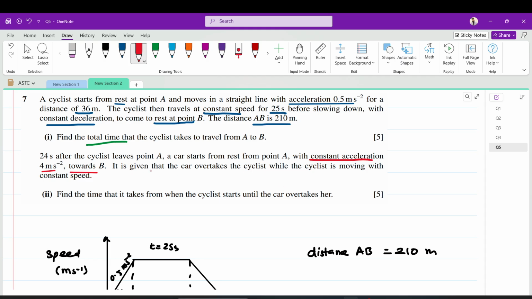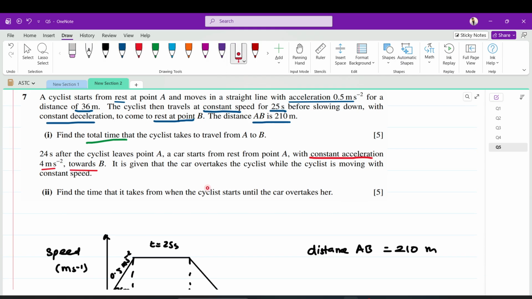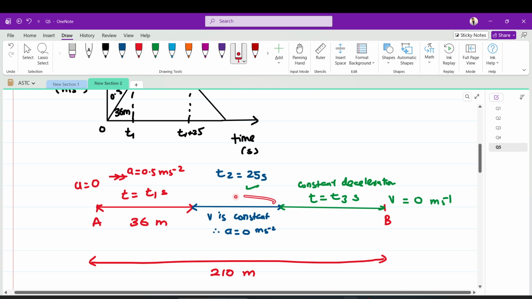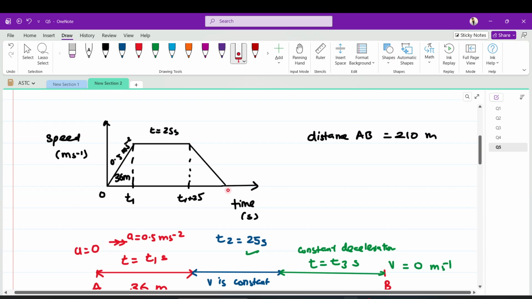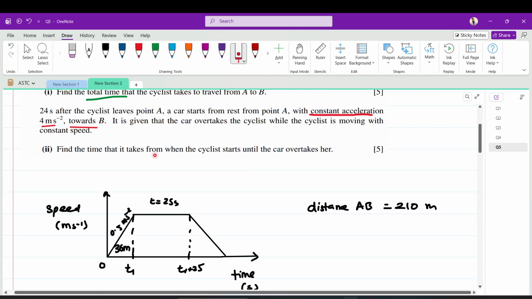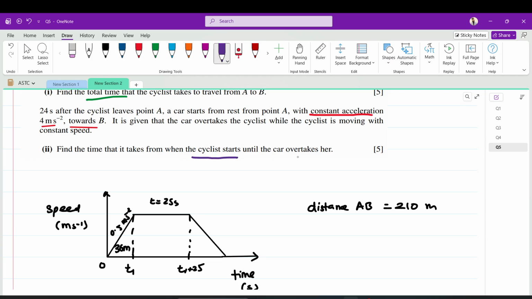Then it says that it is given that the car overtakes the cyclist while the cyclist is moving with constant speed. So that means that when the cyclist is in this blue region, maybe somewhere here or anywhere, that is the point when the car overtakes the cyclist. Find the time that it takes from when the cyclist starts until the car overtakes her.